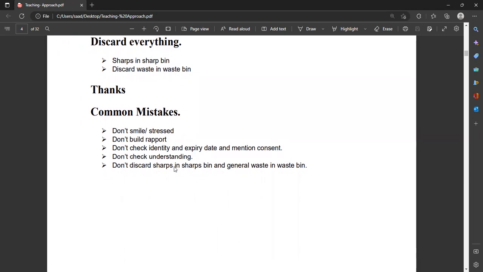So there are common mistakes. I have made a list. We are humans, we make mistakes, and mistakes make us perfect. So when we practice, we will try not to make these mistakes, because these are common mistakes, and these are the things where we lose marks. So people do not smile, they're stressed. I understand that it's a stressful exam. Everyone understands that when you are standing outside the cubicle, it's very stressful.